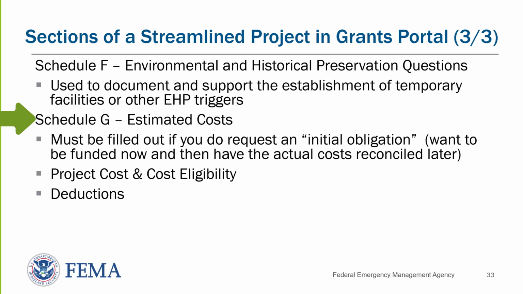Schedule G is going to be the only schedule that's different from our other two Streamlined applications, and those are for estimated costs. That's if you want to be funded now and then have actual costs reconciled later. But they still have project costs and cost eligibility and deductions. So you're going to fill out B or G depending on what you choose.